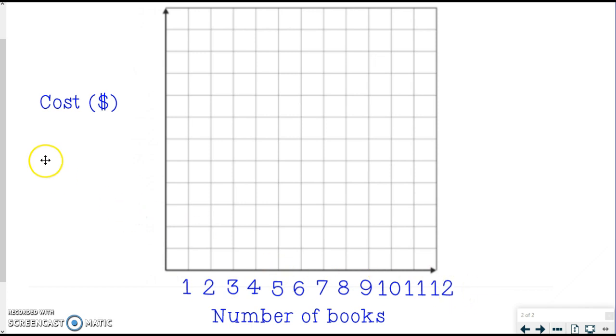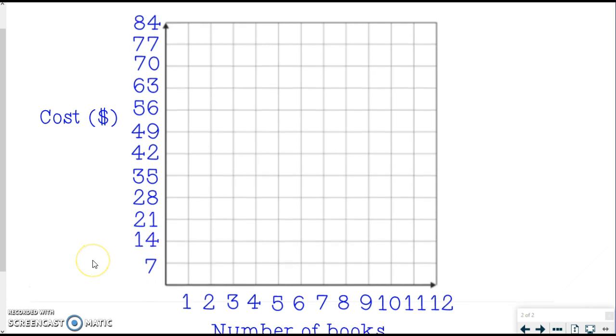Okay. So then the cost, I don't want to label by ones, because the cost was going up by $7 for every book you bought. So that means I want to go up by 7s for my y-axis here. So I'm going to go ahead and do that. Count by 7s. Okay? I'll give you a second to do that, but if you need to pause, feel free.